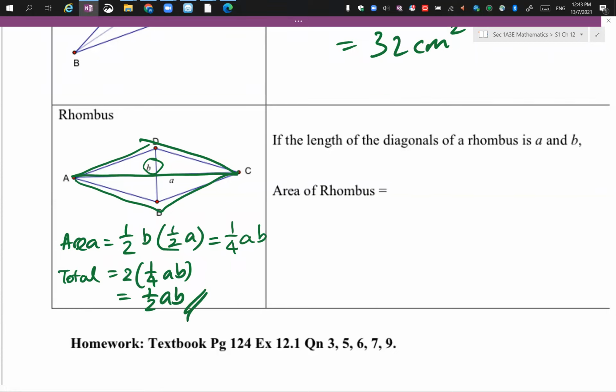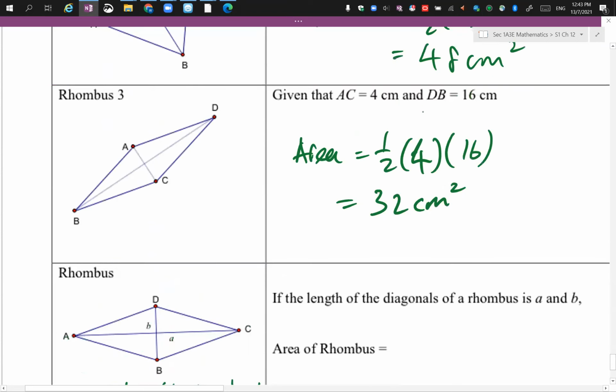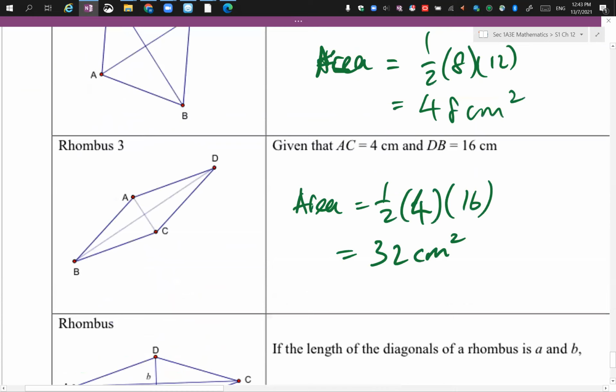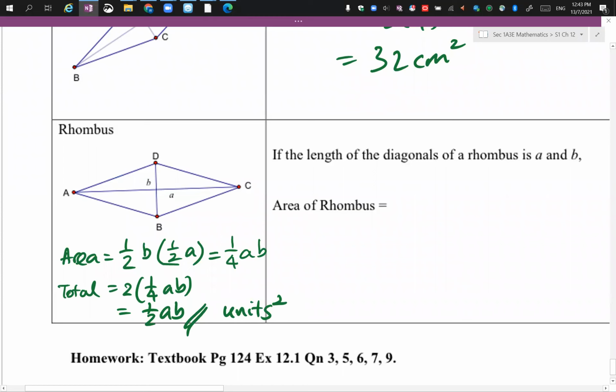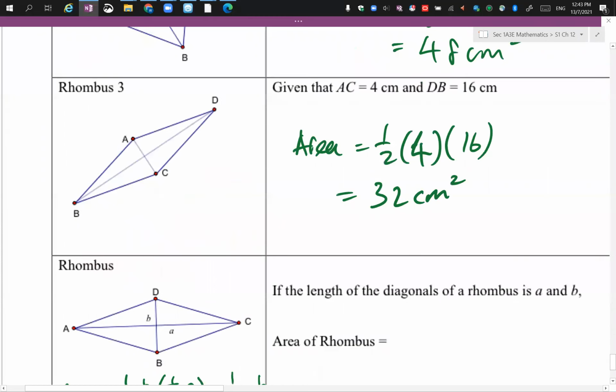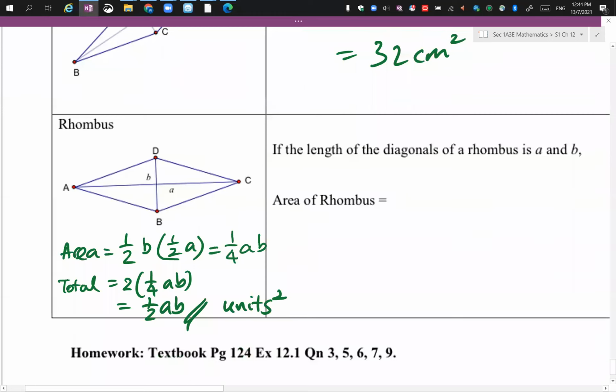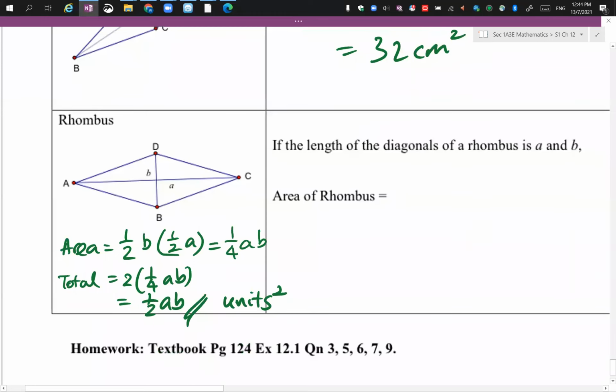How is it that we can use this? Square cm. Did they say that this is in cm? No, they didn't say it's in cm. But Glenn has a point. We should write square units. If we don't know the units, square units. The reason we have this formula is because the property says the diagonals are perpendicular, 90 degrees. That is why we can use this. If this is not a property of the rhombus, then we cannot use it.